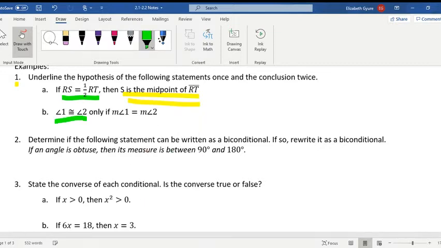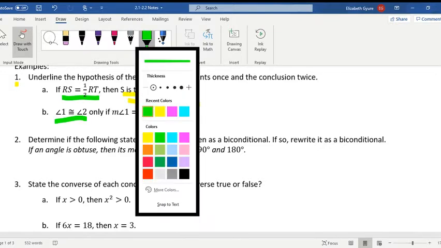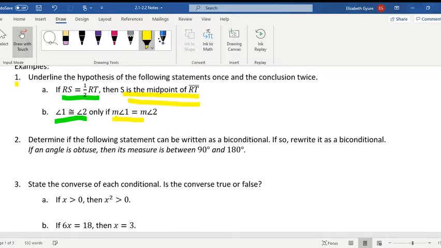So our hypothesis is that angle 1 is congruent to angle 2, and our conclusion is that the measure of angle 1 equals the measure of angle 2.